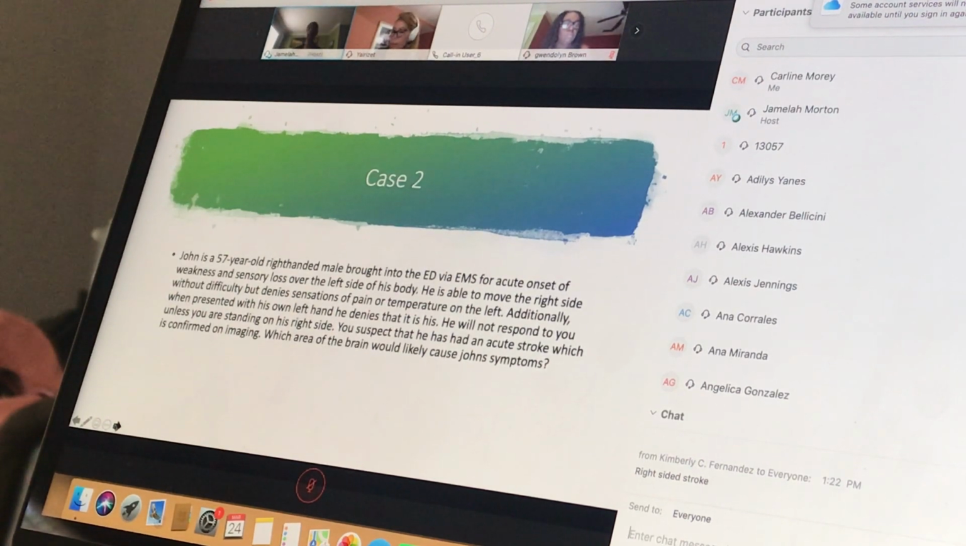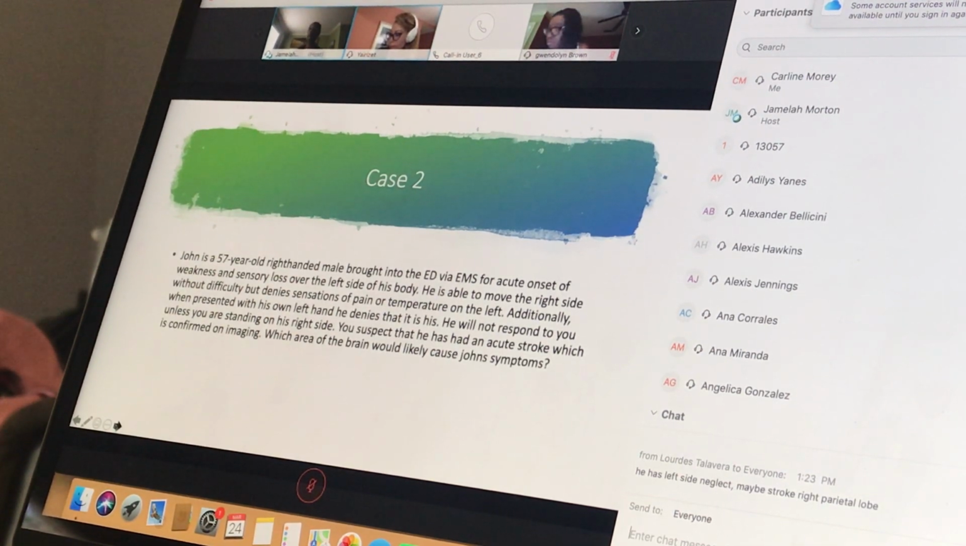Okay, so when we did the neuroanatomy on your video, we talked about the parietal lobe. And the parietal lobe is our sensory lobe. So it actually tells us where we are in space and time. It's good for sensory integration.